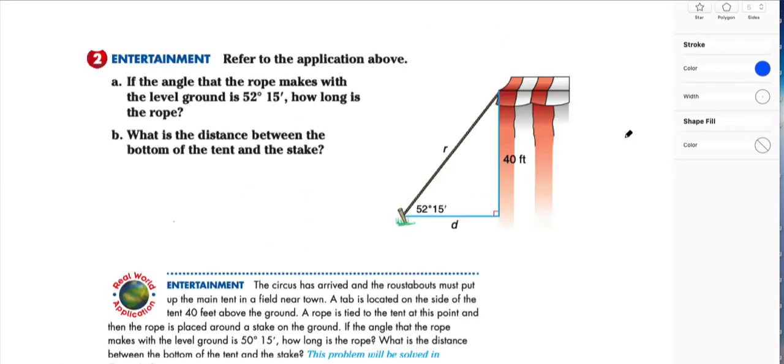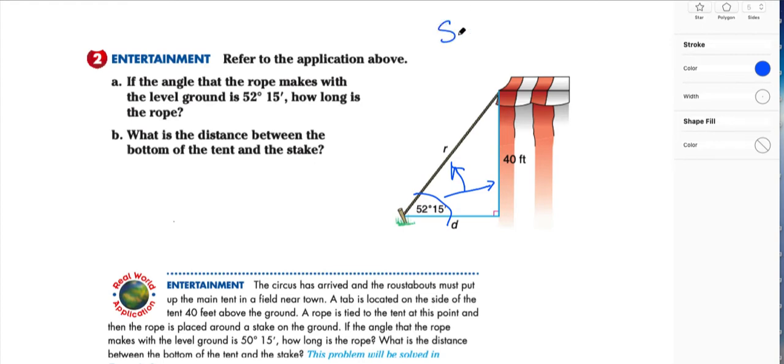So this example 2 refers to information given in the beginning of the chapter, but let's go ahead and just take a look. I think we can do it without backstory. So refer to the application here. If the angle that the rope makes with the level ground is 52 degrees and 15 minutes, how long is the rope? So let's go ahead and check out the information. We know that this is the height. So if we're standing at this angle, we're given the opposite, and we want to find the hypotenuse, which is the length of the rope.